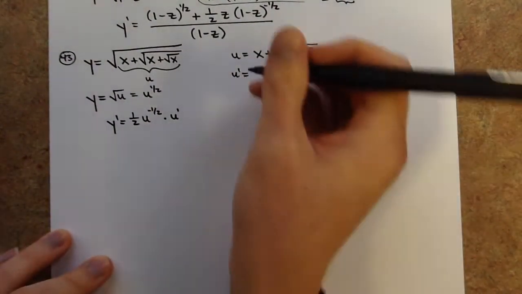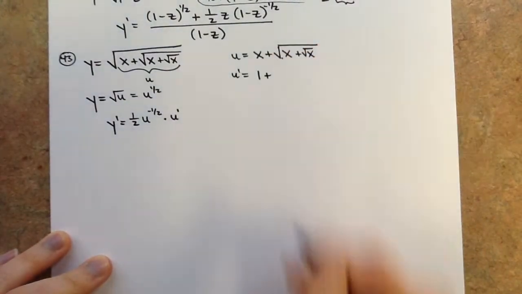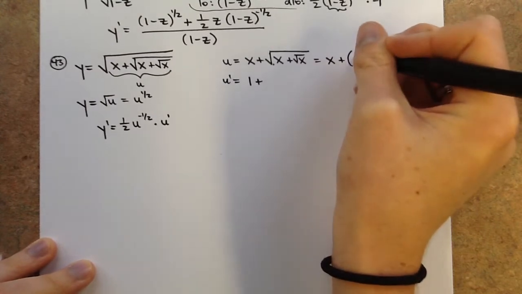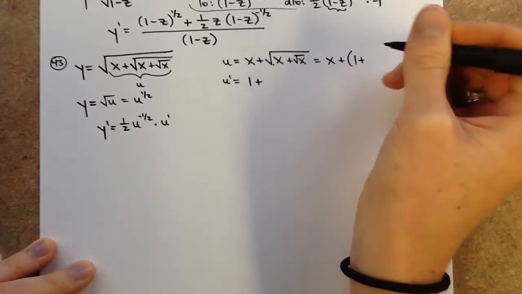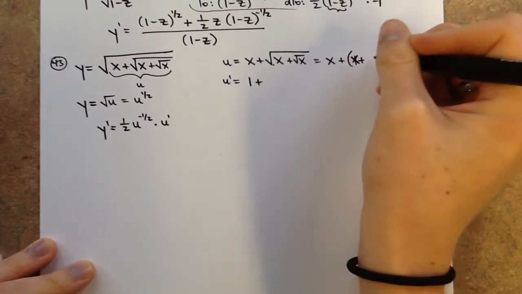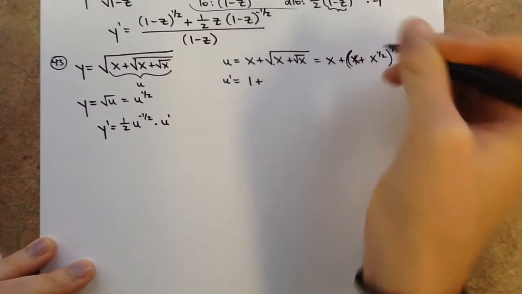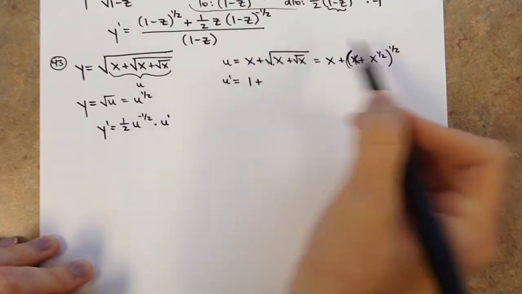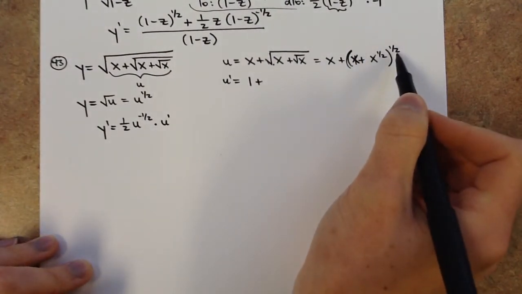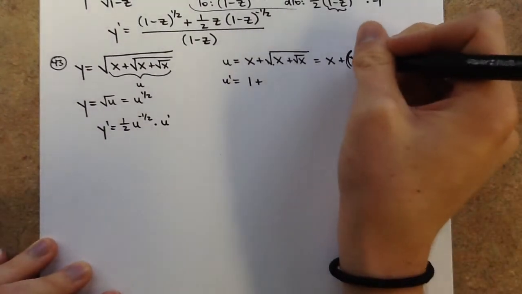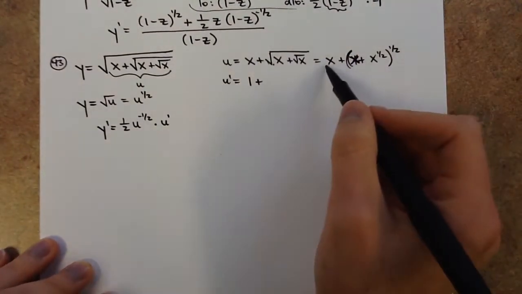The derivative of x is 1, and then plus, the one thing I am going to do here is write these as powers. Powers will make everything just a little bit easier. Okay, so this square root right here, I wrote it as quantity 1/2 power, and then this square root, I wrote as x to the 1/2, and this should be an x. I'm sorry about that. So here's our function u.